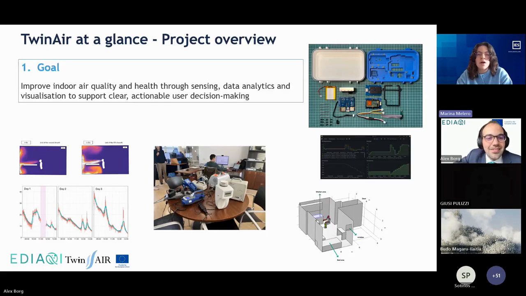So now I'll quickly give you a project overview with 4 basic steps so you know how we build our solutions. The core goal of Twin Air is to improve indoor air quality and health through sensing, data analytics, and visualization, but always with a strong emphasis on clear and actionable decision making. And that's something we are discussing today. It's not only about monitoring air quality, but helping users understand what it means and what they can do about it, how they can take an active role in that. Next slide.